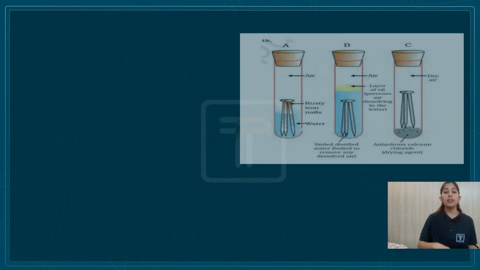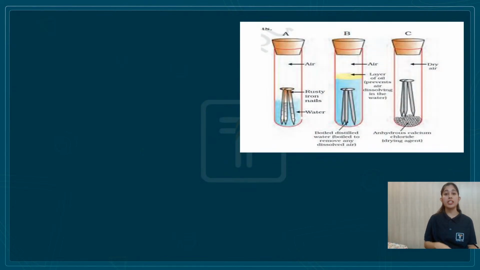Okay, so students, I have two options for you. Either you demonstrate this activity through points, specifying each and everything, or you can demonstrate this activity with a well-labeled diagram.